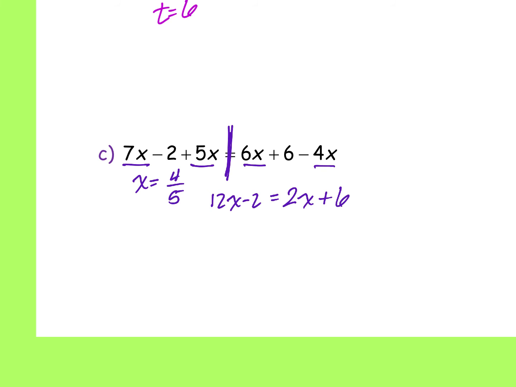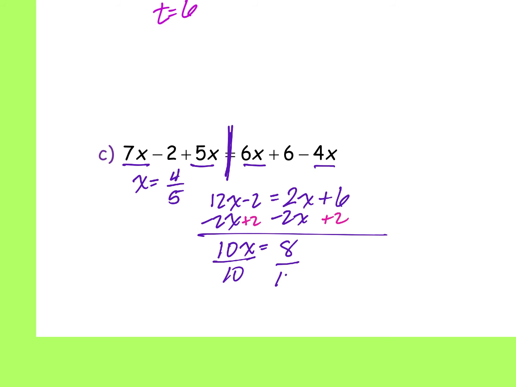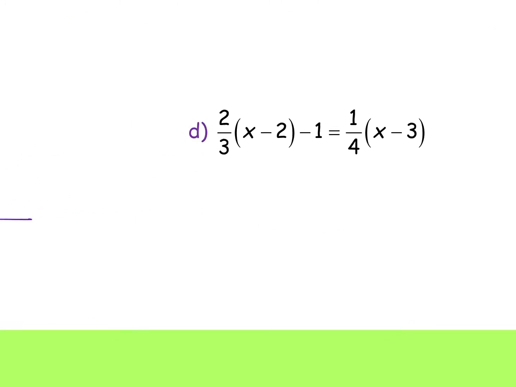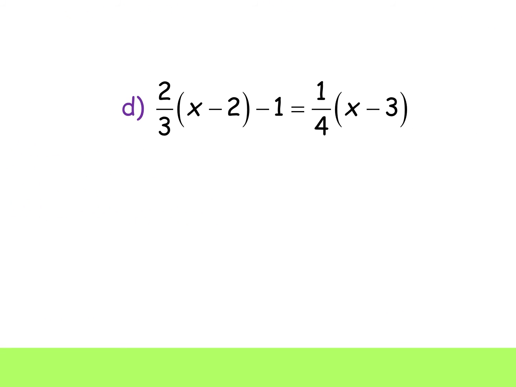Then I want to get all the variables on one side of my equal sign and all the constants on my other side. Okay? So I'm going to subtract 2x, and then I'm going to add 2. So I've got 10x equals 8. Divide by 10. 8/10 simplifies to 4/5. Okay. And then the last one, how many people just need me to do it? Okay. I'll just do it.